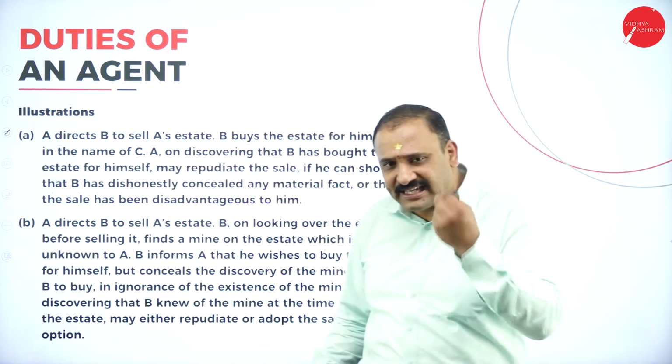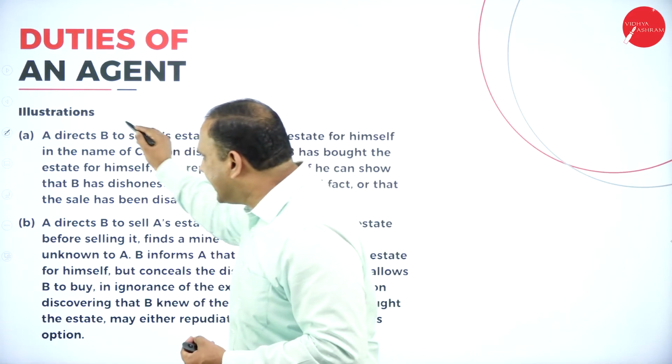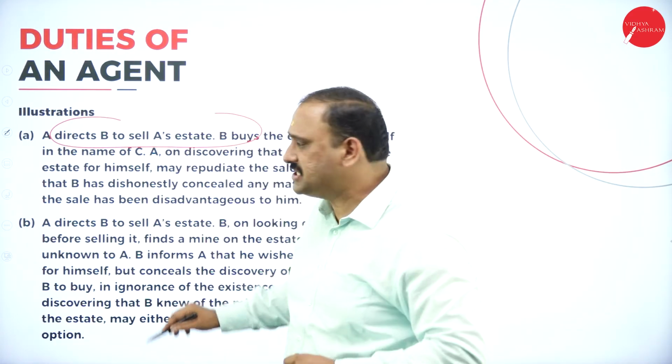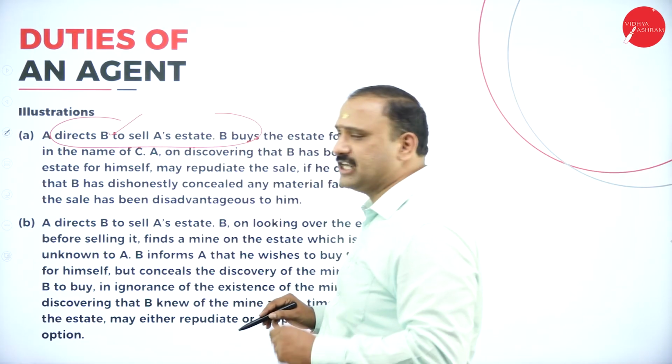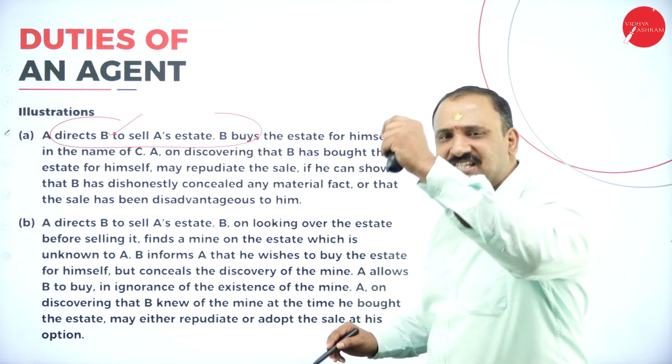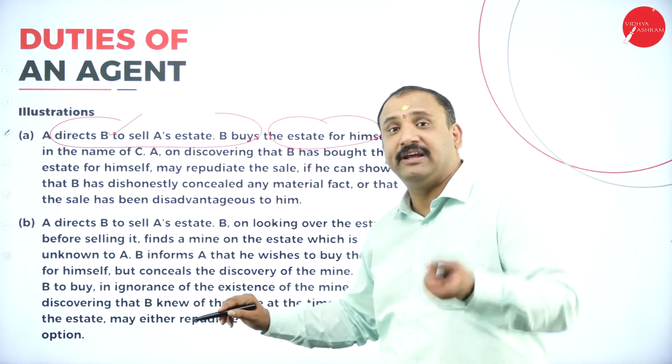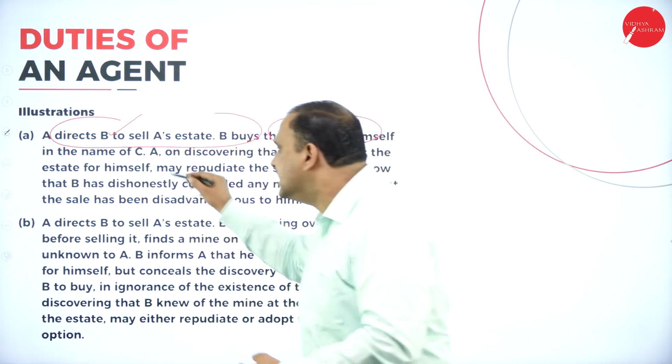Followed by the examples here. A directs B to sell A's estate. So A is the principal, B is the agent. Now A is telling B, sell my estate. B buys the estate for himself in the name of somebody else, that is C.